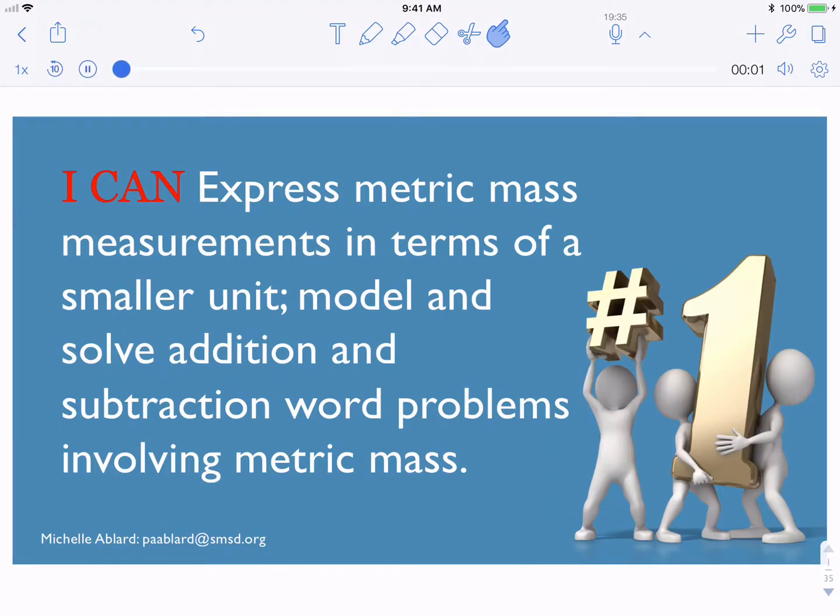I can express metric mass measurements in terms of a smaller unit, model and solve addition and subtraction word problems involving metric mass. Okay, the key thing you're going to learn about today is metric mass.